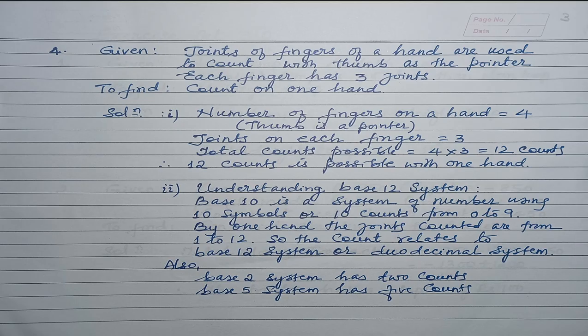Now coming to the next example, the fourth example in the textbook, it says the joints of fingers of a hand are used to count with the thumb as the pointer. Please understand, joints of fingers of a hand are used to count with the thumb as the pointer. Each finger has 3 joints, and it is true also. Now we have to find out how many counts are possible with one hand, that is the 4 fingers using the thumb as the pointer. The number of fingers on a hand are 4. Thumb is used as a pointer.